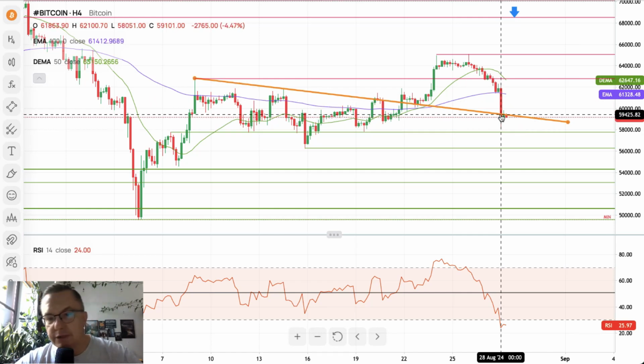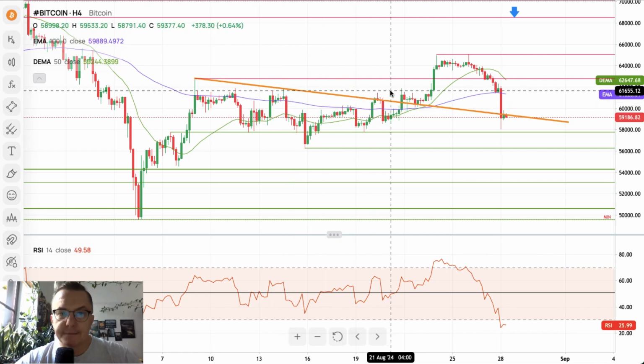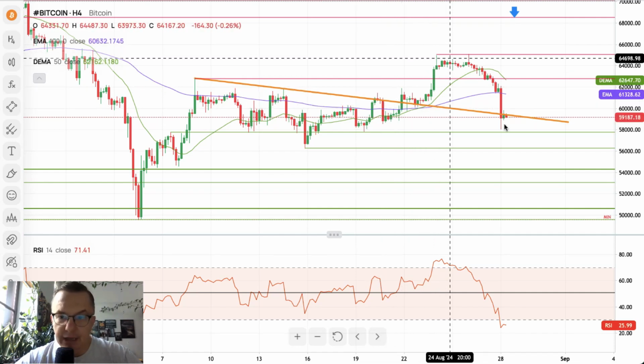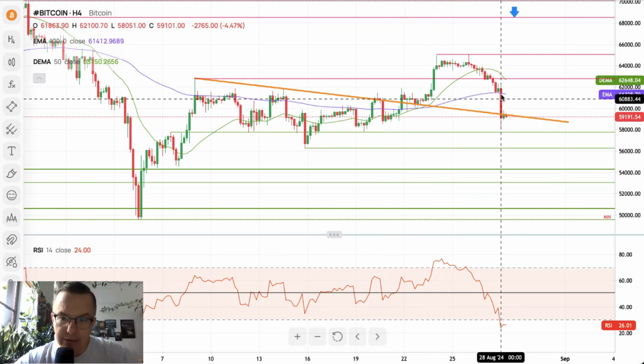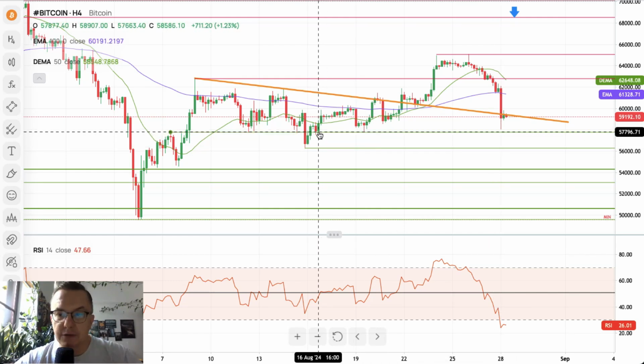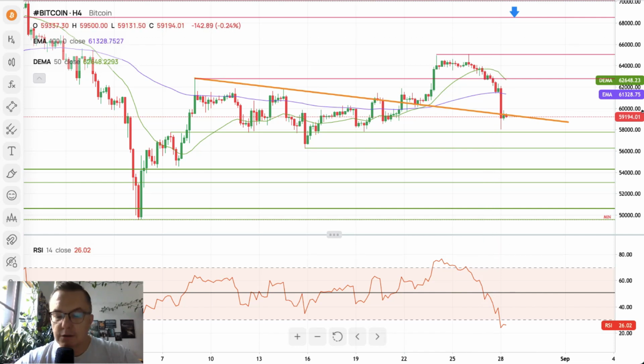For now, we even broke below the local trend line, the old trend line that used to be very nice for the bears, preventing bulls from breaking higher. Now it's acting as a technical support. However, it was violated already. Any candle close below 57,796 would actually mean that we are moving lower on Bitcoin as well.